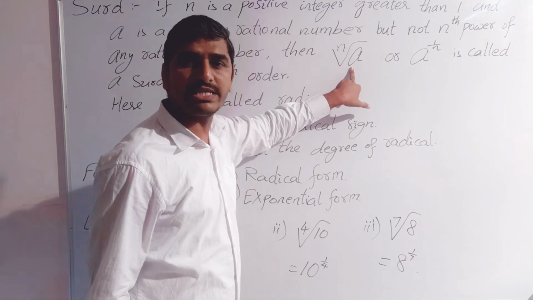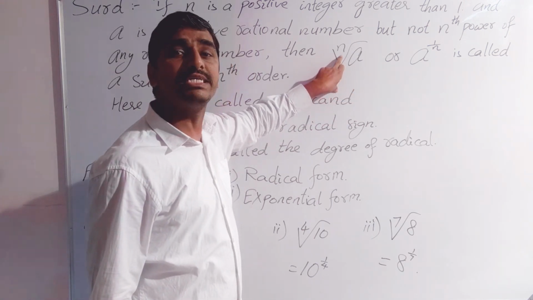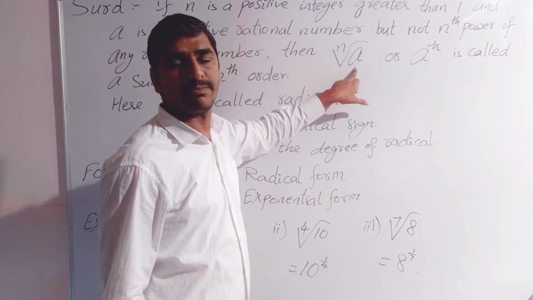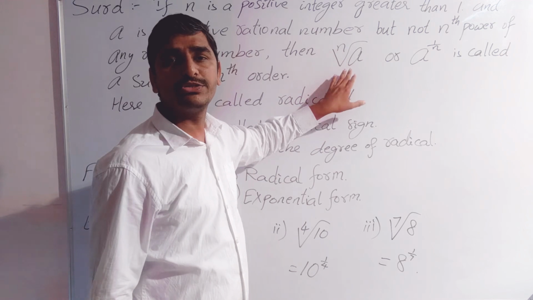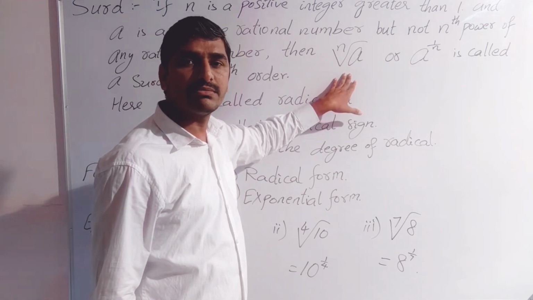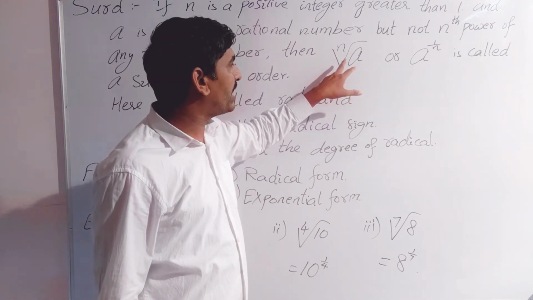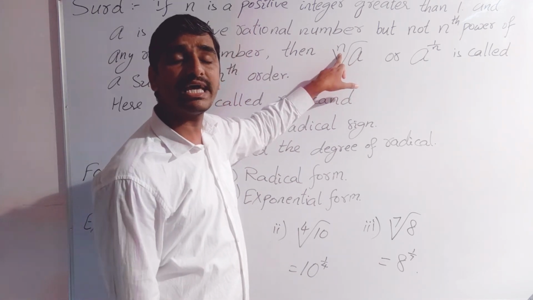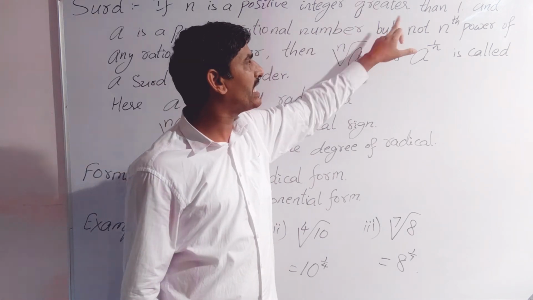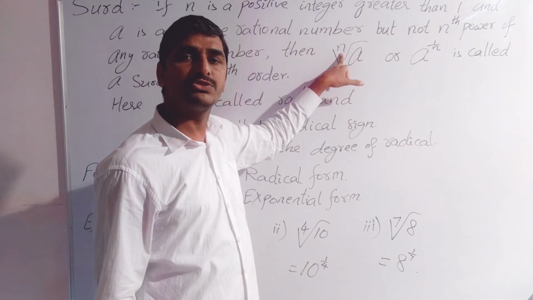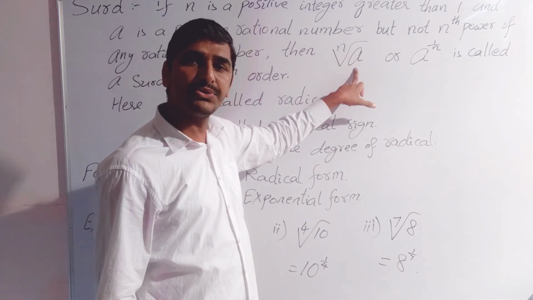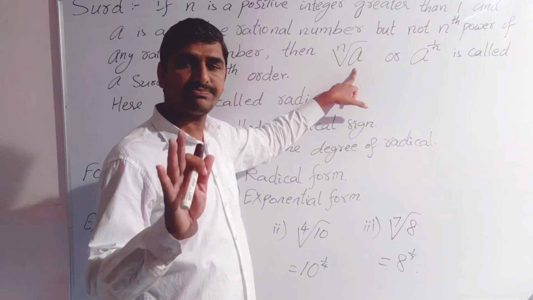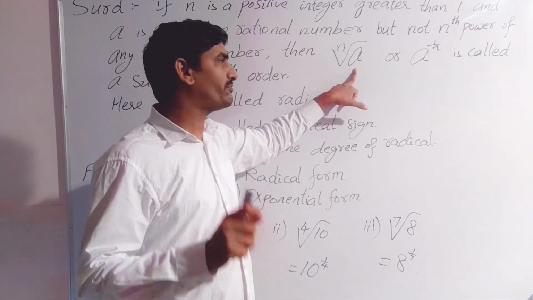a is a positive rational number, n is a positive integer. Observe this: there are no negatives in this. For negative numbers, surds do not exist. So n is a positive integer with the condition greater than 1, therefore n starts from 2, 3, 4, 5. But a is a positive value except 0, like 1 by 2, 1 by 3, 2 by 5, whatever it is. Rational numbers, whatever it is, in the form p by q.